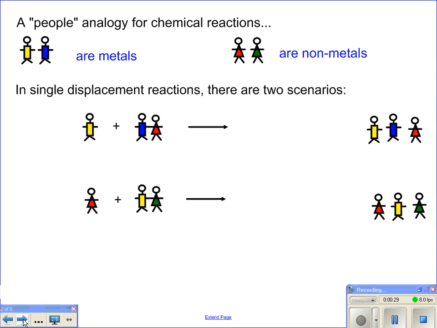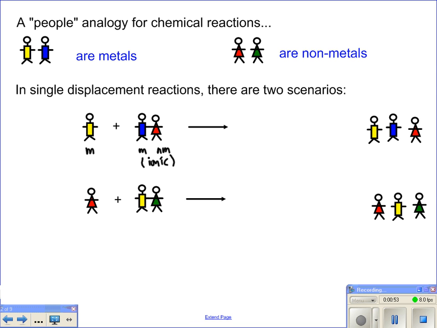The good news about single displacement reactions is that there are only two scenarios to consider as opposed to the many multiples of examples that we had in synthesis and decomposition. So in the first scenario, we have a metal element here. And the metal element is all by itself. And over here, we have a metal bonded to a non-metal. In other words, we have an ionic compound.